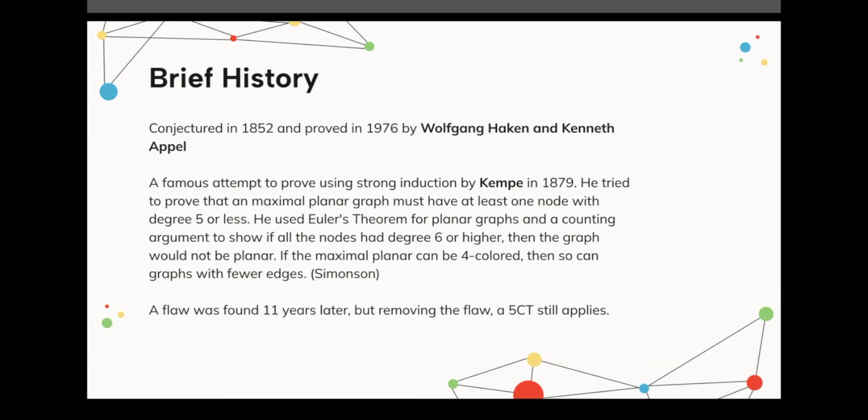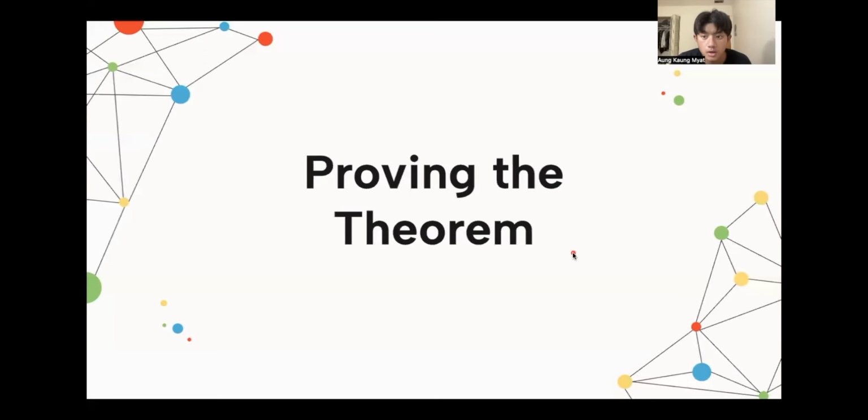But there was a flaw found 11 years later, but by removing the flaw, a five-color theorem still applies. So later on, mathematicians who were interested in this problem tried to solve the four-color theorem with the aid of computers. So now we're gonna go through the process of the four-color theorem being proved.